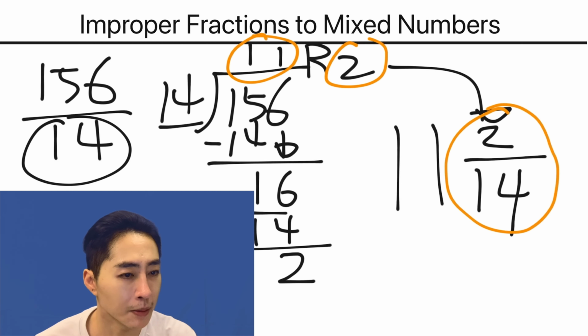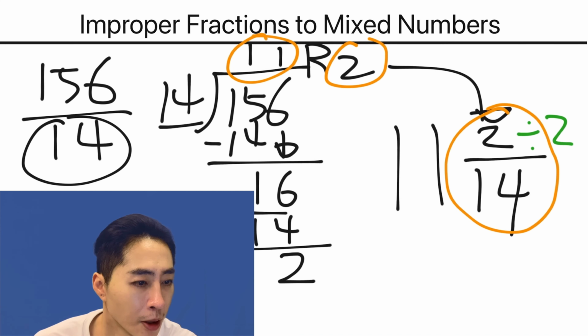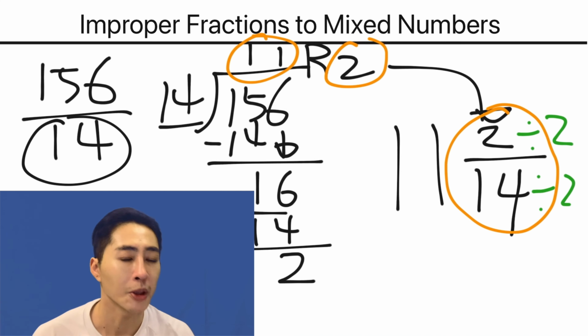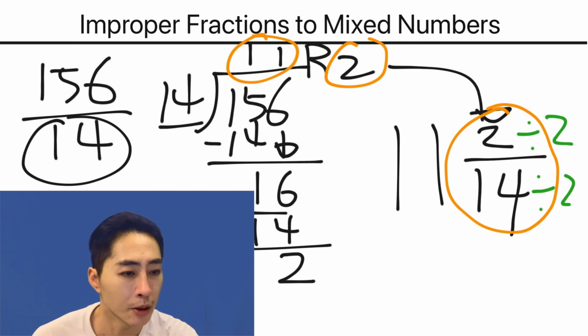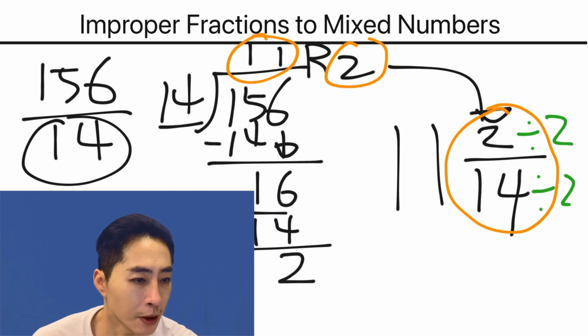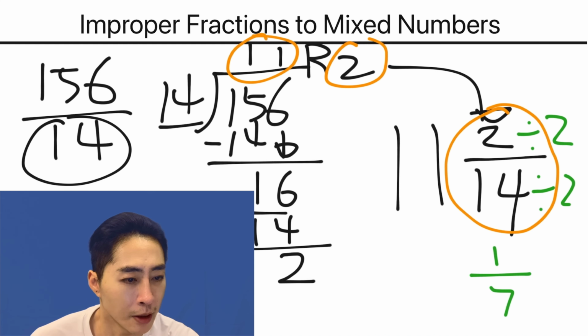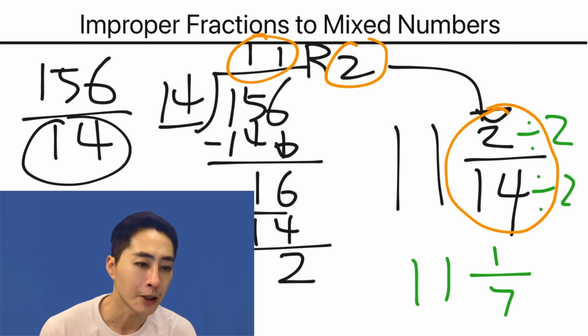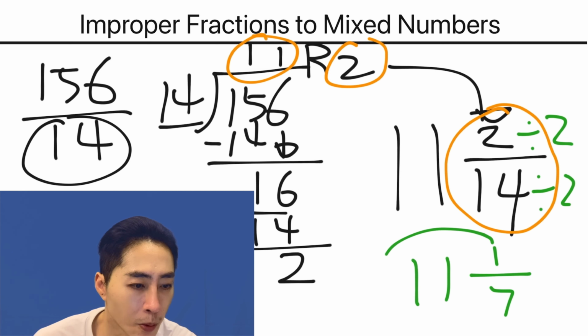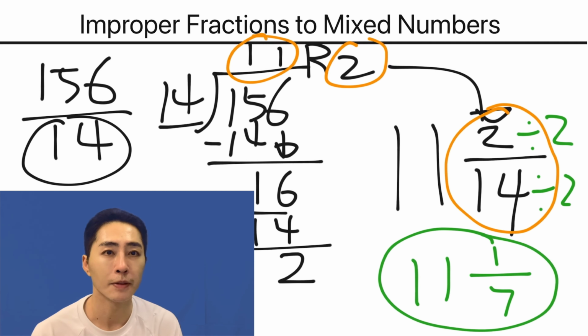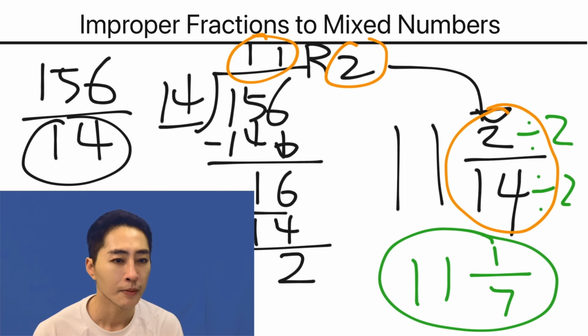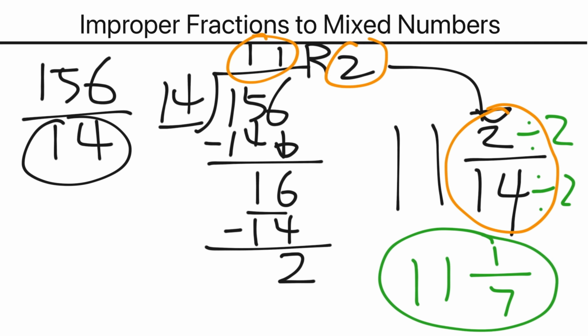2 over 14 means that we can divide the numerator by 2 and the denominator by 2. If we do the division, 2 divided by 2 is 1, 14 divided by 2 is 7. So that would be 1 over 7. And then we'll just bring the whole number down. So our final answer is 11 and 1 over 7. Simple enough? Well, let's try another one.